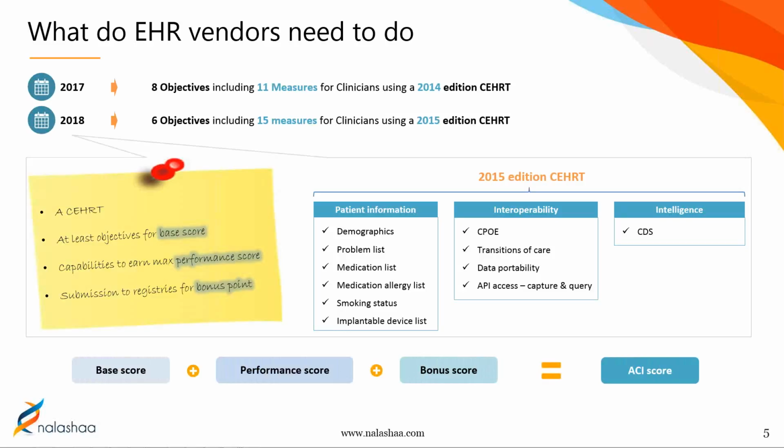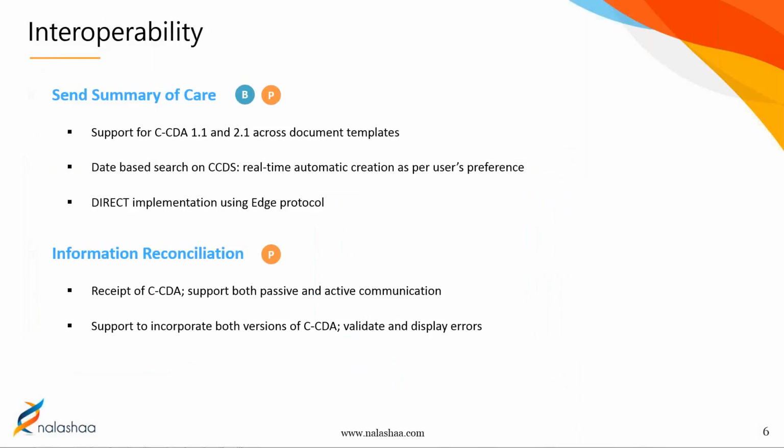Now let us see what the main objectives are that the EHR vendors have to report to. The next slides that you're going to see are structured in a way that we have split them based on the modules. Every measure would have a few buttons in front of it. A blue button would mean it falls under the base score. An orange button would mean it falls under the performance score. And a green button would mean it falls under the bonus score. So let's start with interoperability.